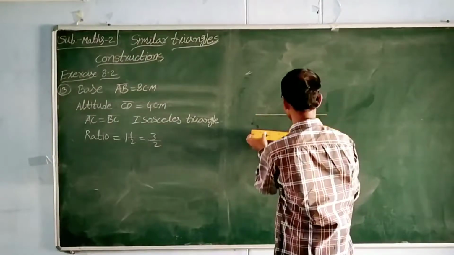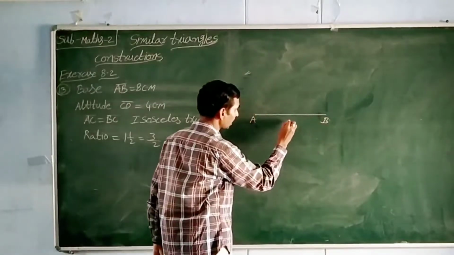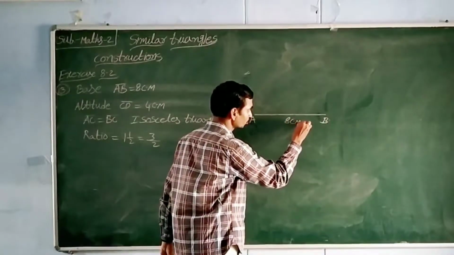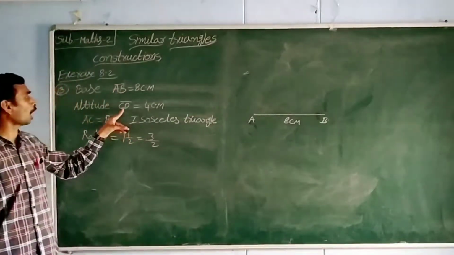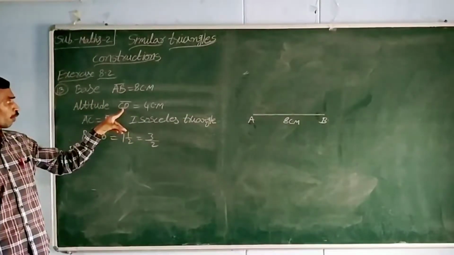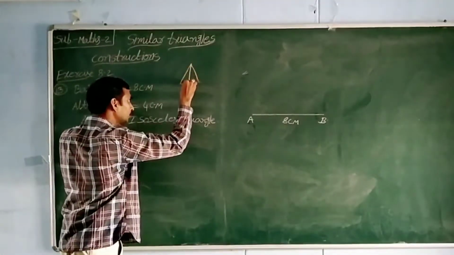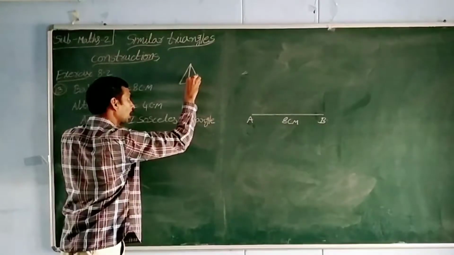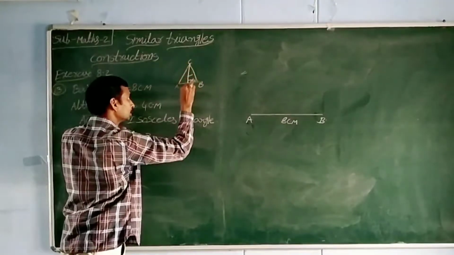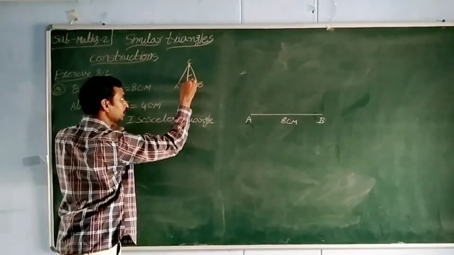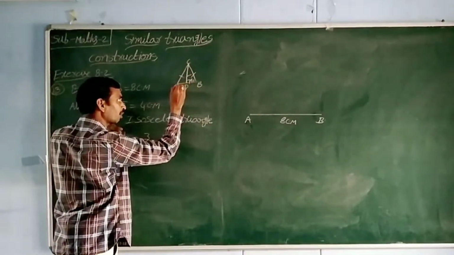Line AB is equal to 8 centimeter line. After that, the sides are not given. Here they have given the altitude. Altitude means the perpendicular from a vertex to the opposite side of a triangle. We want to construct the altitude. Here CD is the altitude. In an isosceles triangle, D is the midpoint of the base.